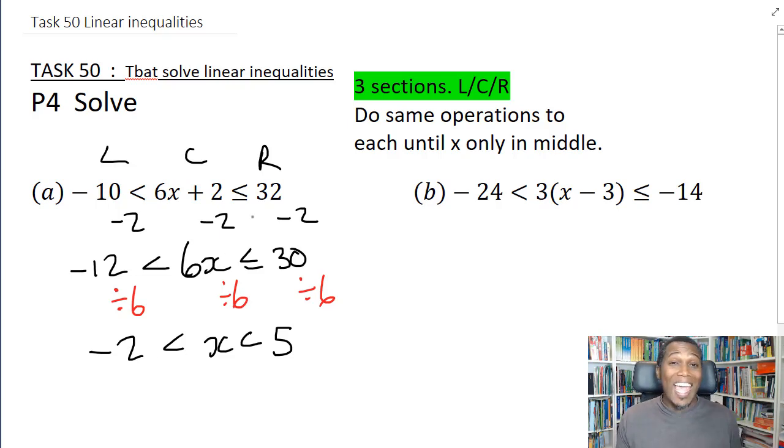And that's it. That's the strategy. We're thinking about the middle, and whatever we do to the middle in terms of add, subtract, multiply, divide, we do to the upper bound and the lower bound.